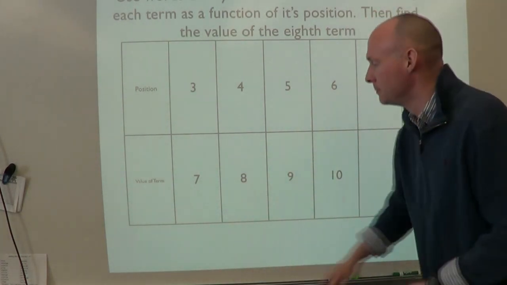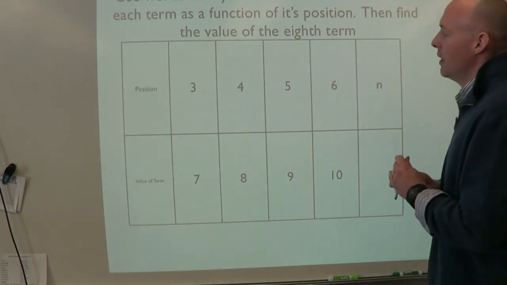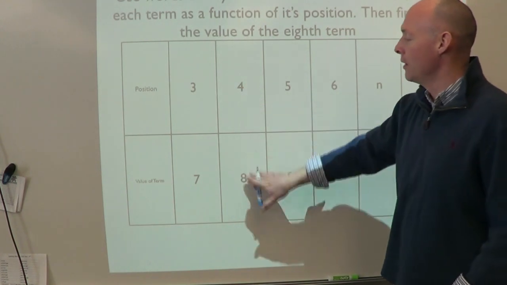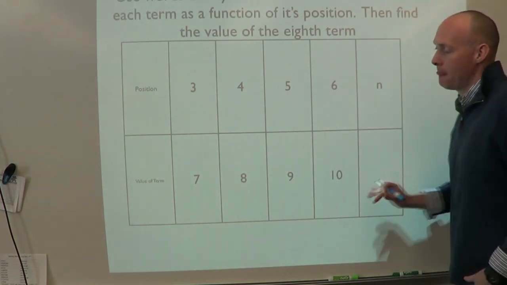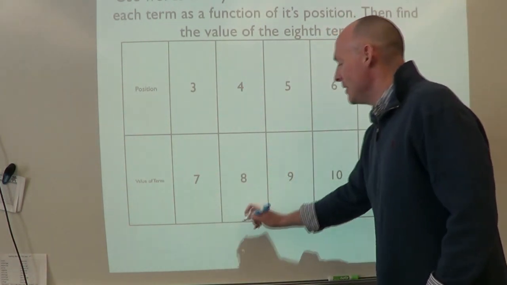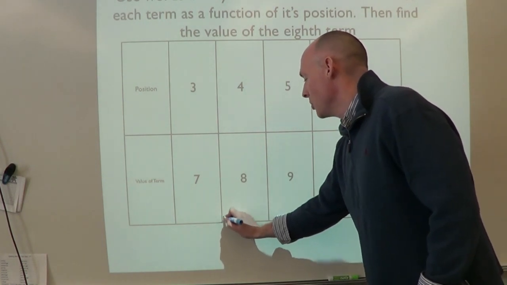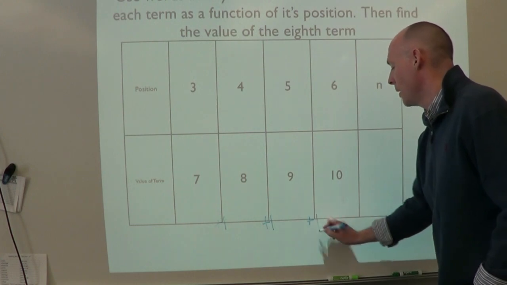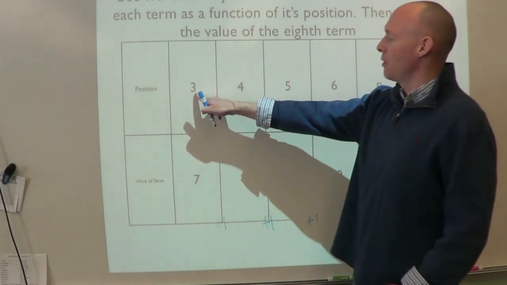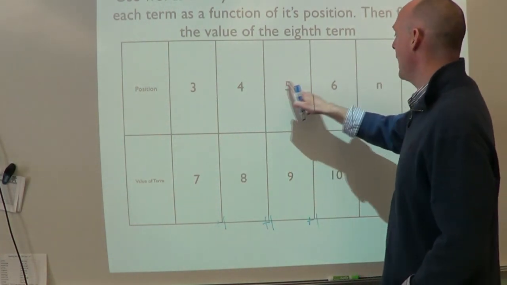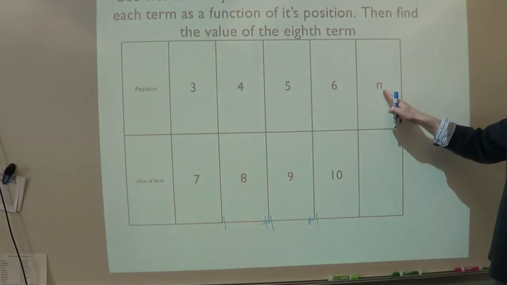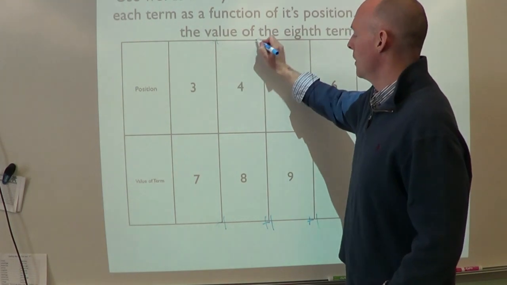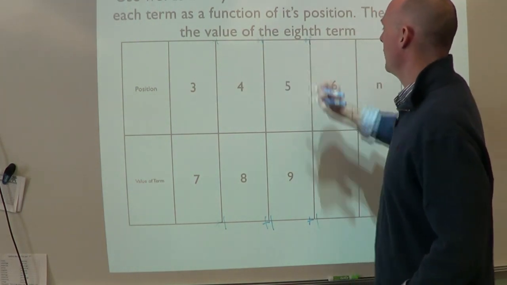And let's look down here. If our position's 3, the value's 7. Position 4, value 8, and so on. So the value goes 7 to 8. So it's definitely going to be plus 1, 8 to 9, plus 1. And look at our position. 3 to 4 to 5 to 6. Plus 1, plus 1, plus 1.